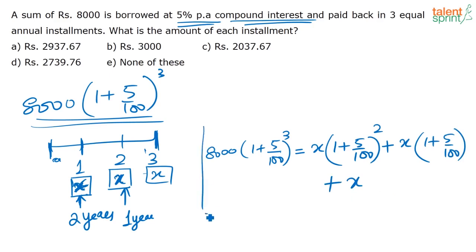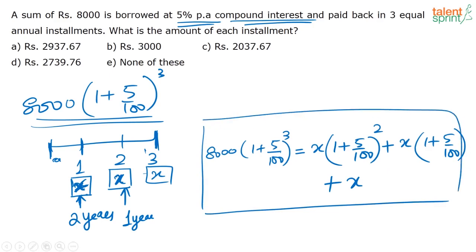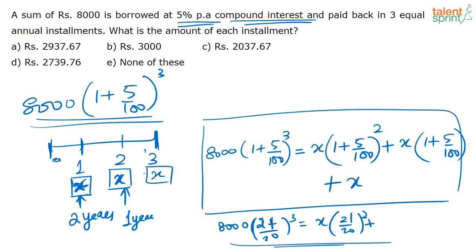So this is the concept that is involved behind installment questions. You solve for the value of X, you get the answer. Now, to ease the calculation, you can take X outside and take this 5 by 100 as 1 by 20. So you can write it as 8,000 into (1 plus 1 by 20), that is 21 by 20. So 8,000 into (21 by 20) the whole cube is equal to X into (21 by 20) the whole squared plus, and so on.